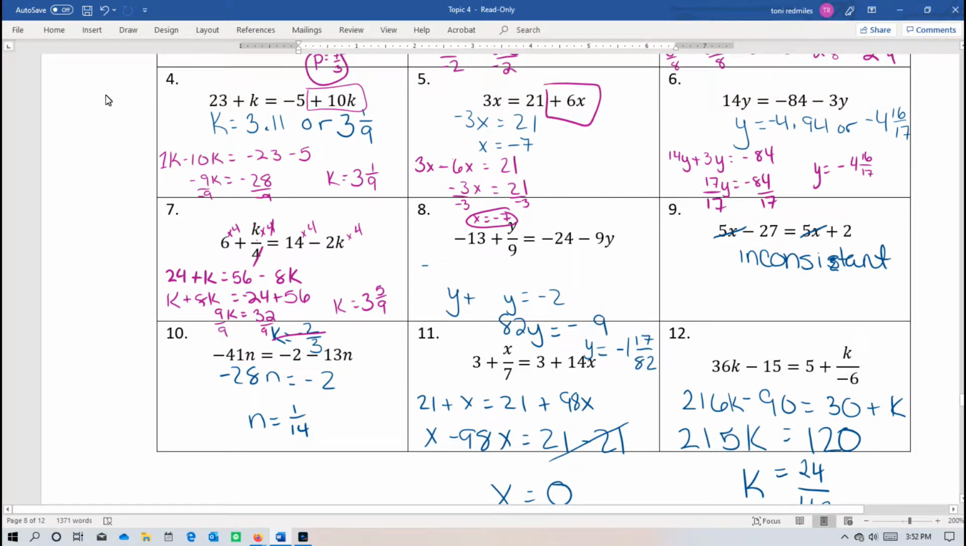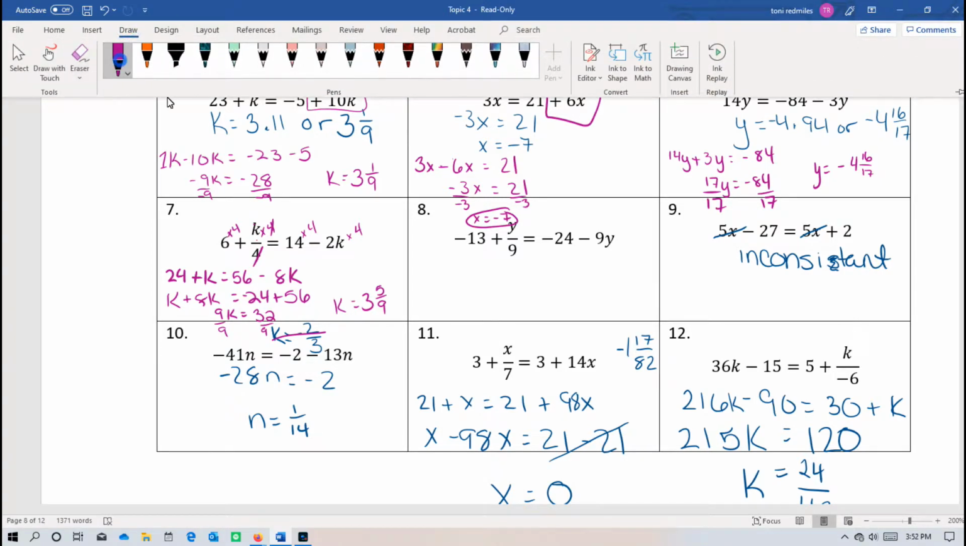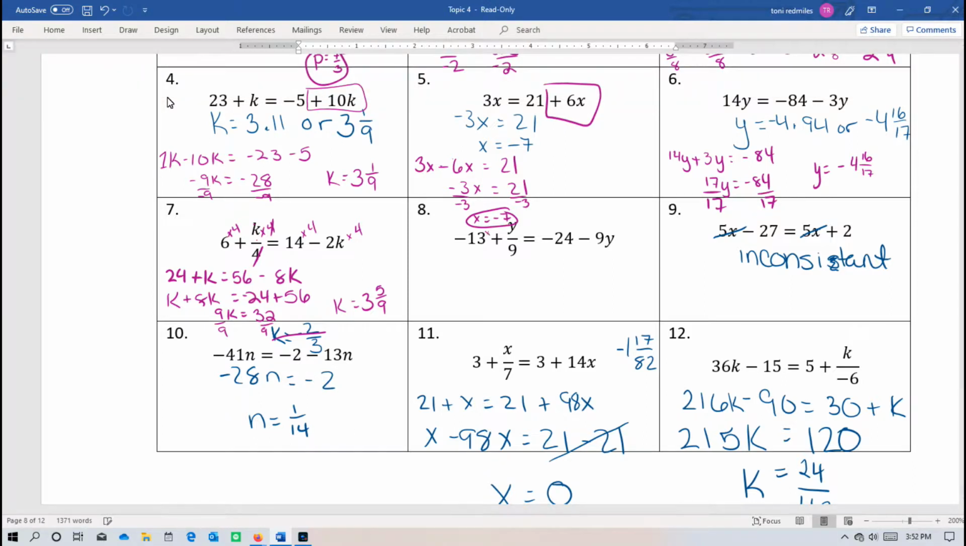All right, now 8 is explaining the same rule that we learned in class, and that is that I can multiply first. To get rid of that 9, we have to multiply, right? Because it's dividing the y. The thing is that if I multiply by 9 first, I have to do that to everything. So 13 times 9 is going to be 117. That's a negative 117. These are going to cancel, just leaving me with y.